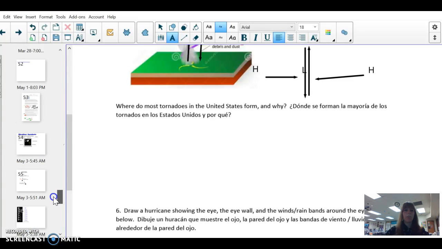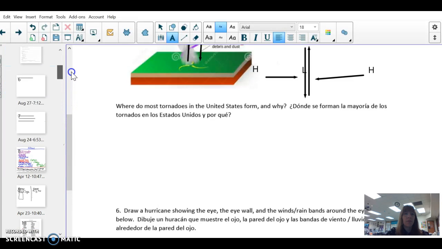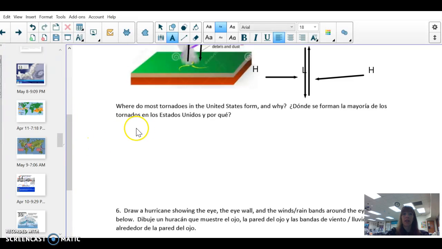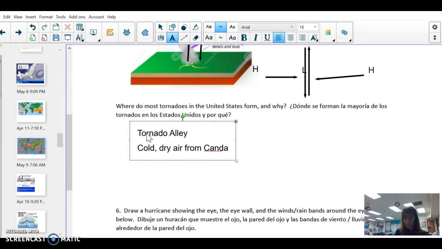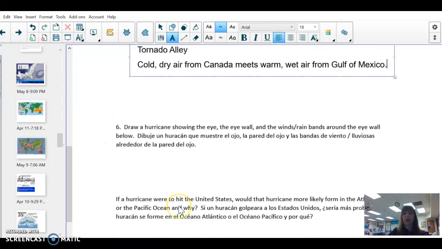Okay, if you said Tornado Alley, you were correct. The reason that we have the conditions that we do in Tornado Alley is because remember that we get cold, dry air from Canada that meets warm, wet air from the Gulf of Mexico. Okay, so where they meet is right in the center of the United States, where we have Tornado Alley.